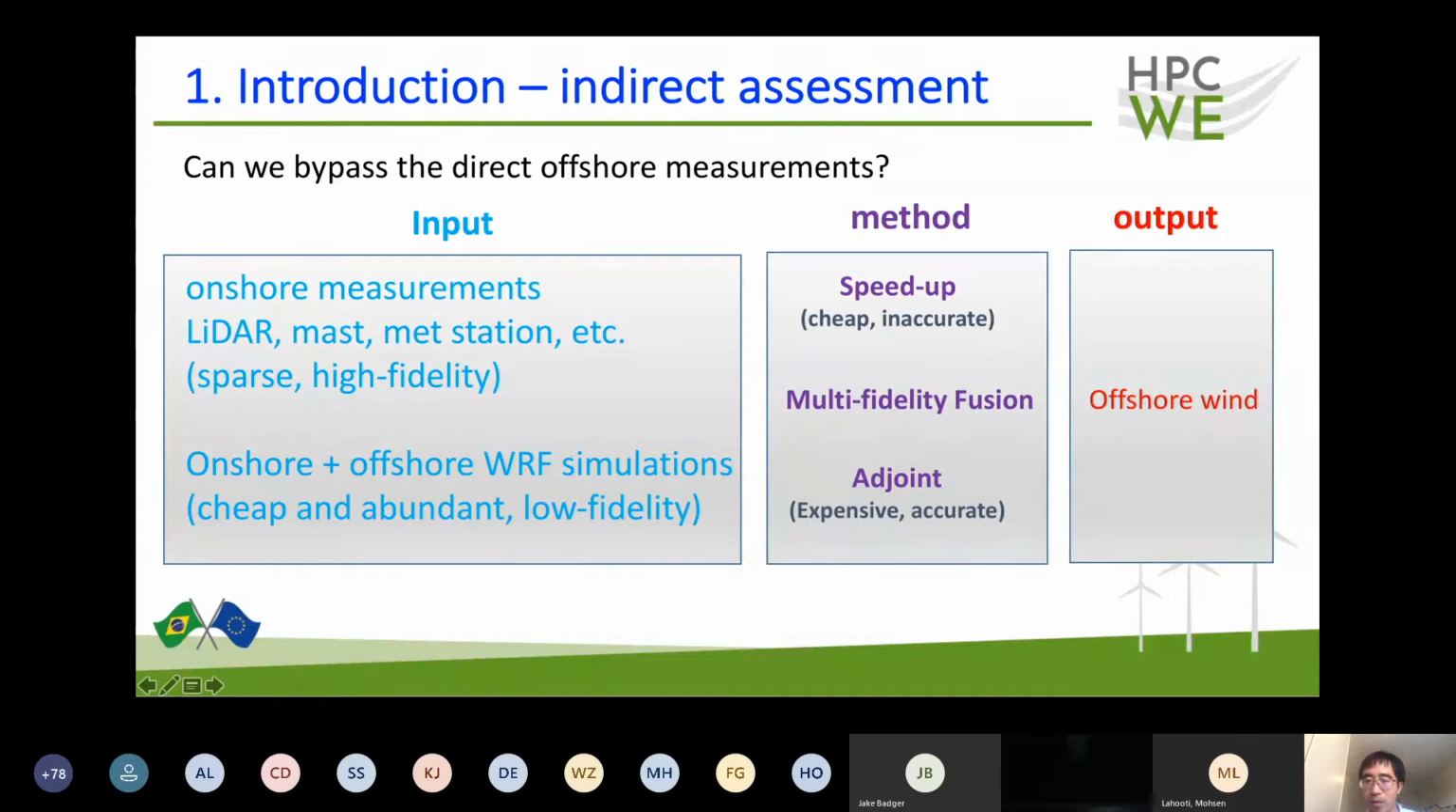So here we propose something between speed up and adjoint. We call it a multi-fidelity data fusion. It is a data assimilation technology. The accuracy will be between them, while the cost is also between these two solutions. So basically, we want to propose something more accurate than speed up, but with almost the same cost.